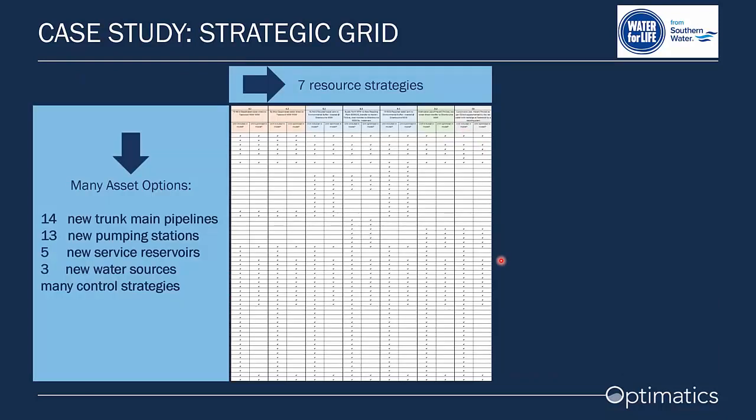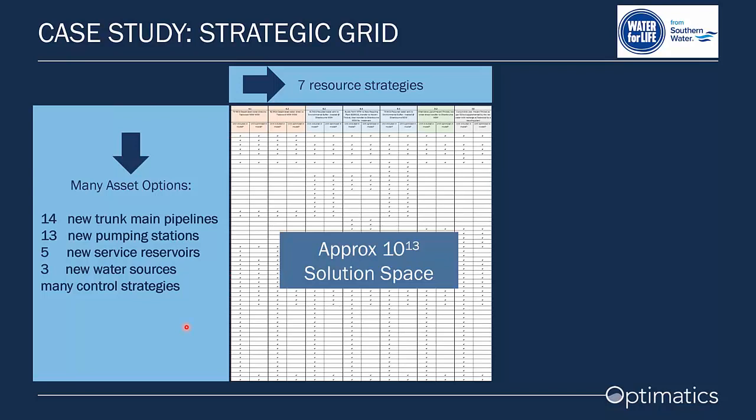If we take a moment to think about the complexity of this problem, there were 7 resource strategies that had been identified as potential ways that that deficit could be met. Along with that, there was obviously many asset options that could be used to distribute that new water around the network and integrate it with the existing system. So we have a range of resource strategies and a range of asset combinations within those. So the solution space is a pretty astronomically high number. It's quite a complex problem to solve. Tackling this manually would be very challenging to tackle with confidence.